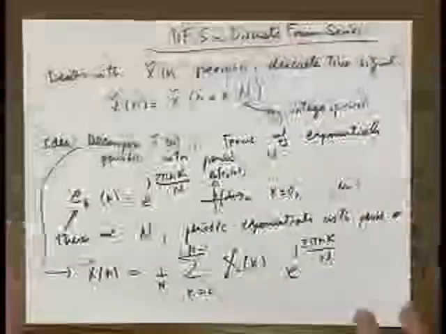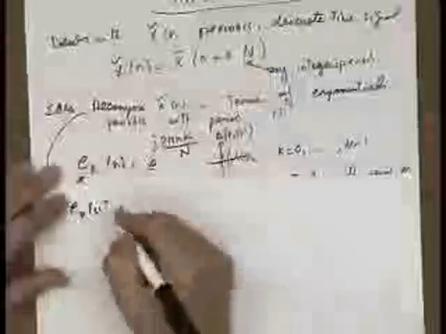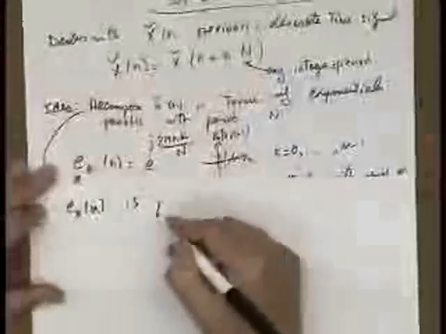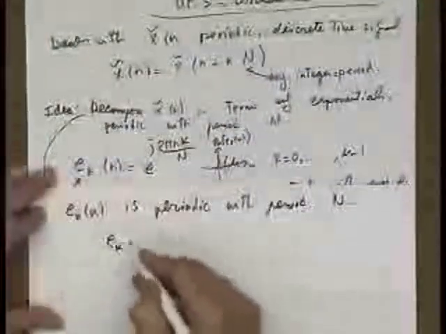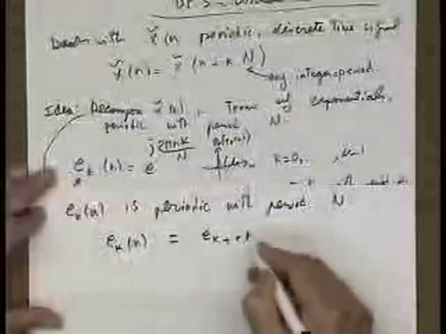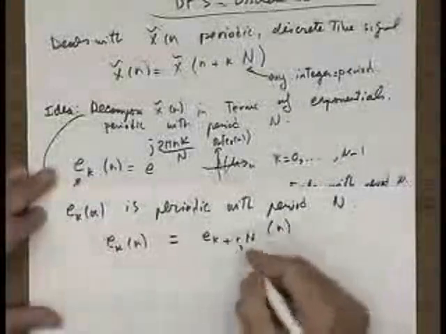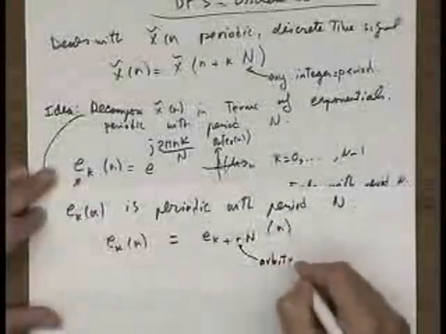So this e sub k of n is periodic with period N. And what do I mean by that? What I mean is e sub k of n is equal to e sub k plus rN of n, where r is just some arbitrary integer.